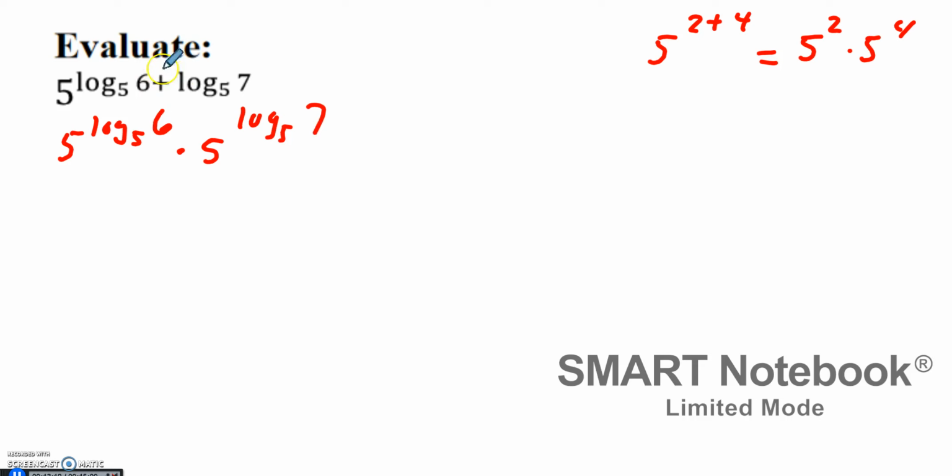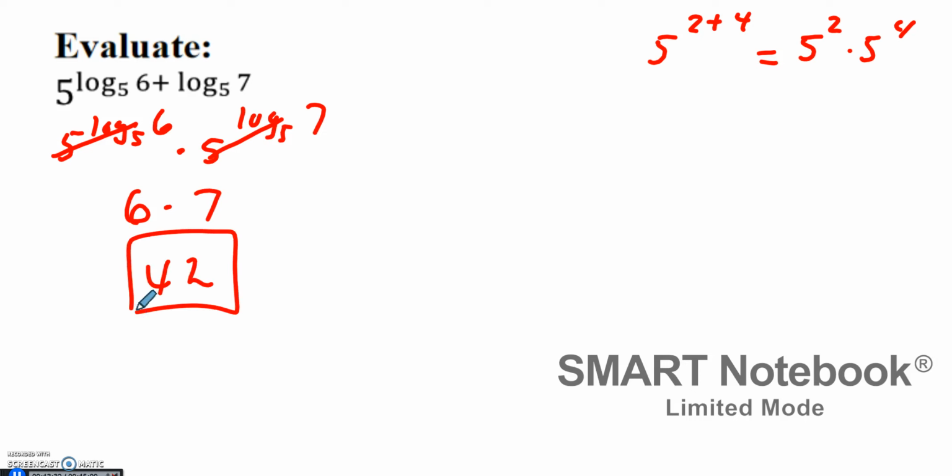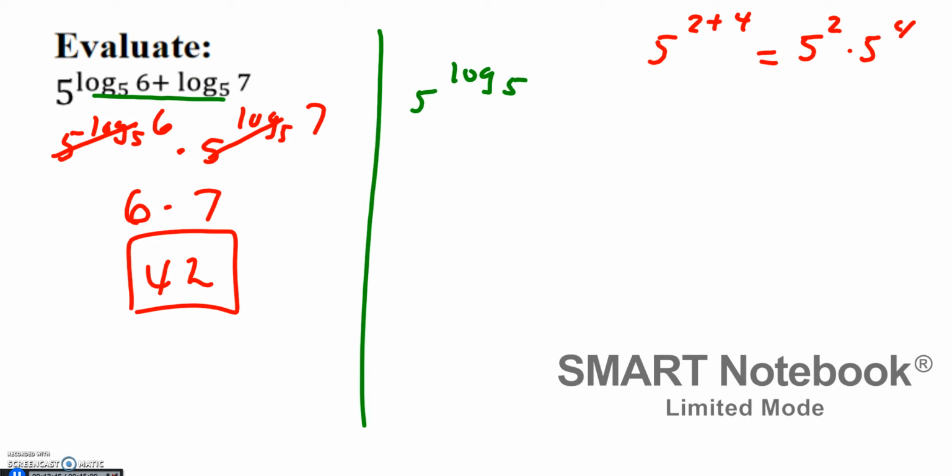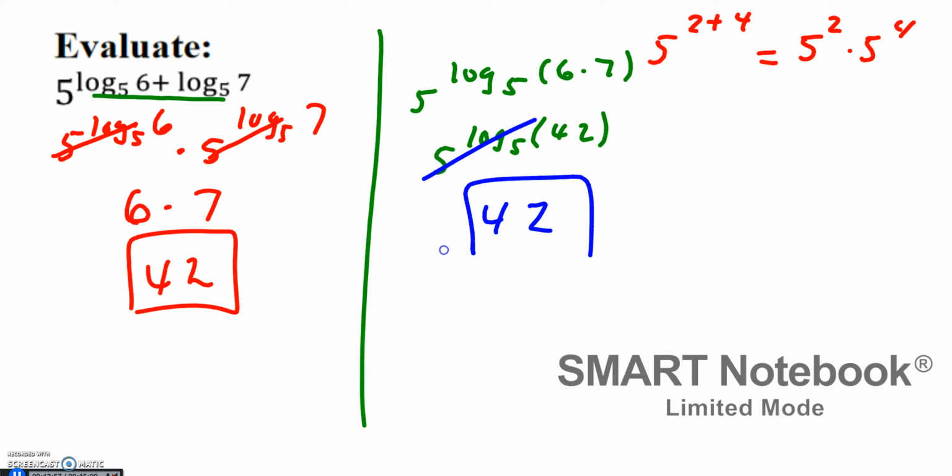In this case, now that we don't have this plus sign here anymore, 5 and log base 5 are inverses, so you're left with just 6, and 5 and log base 5 are inverses again, so you're left with 7, so the final answer would be 42. Here's another way to think about it. At the beginning of the problem, you have 2 separate logs. You could condense this to be 1 log. If you have 2 logs being added with the same base, that is the same as the 2 logs with the arguments being multiplied. So it's 5 to the log base 5 of 42. So 5 and log base 5 are inverses, so here my answer is 42 again.